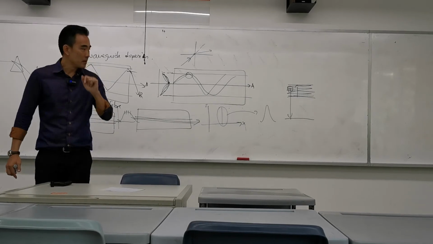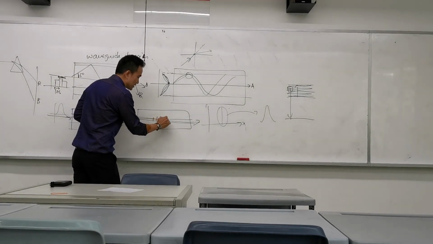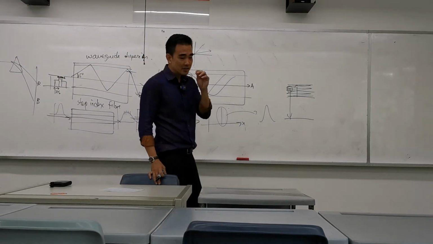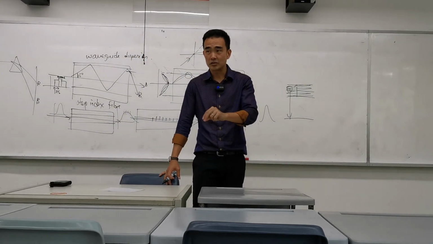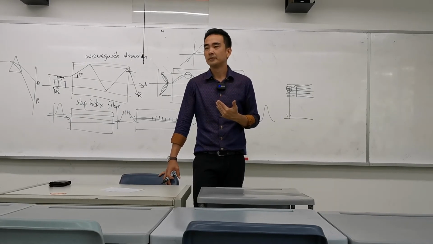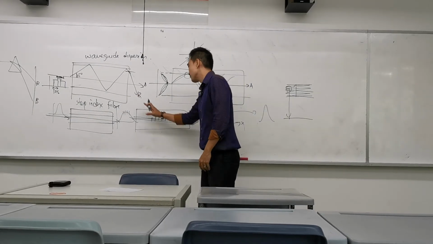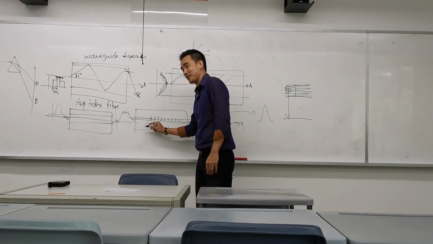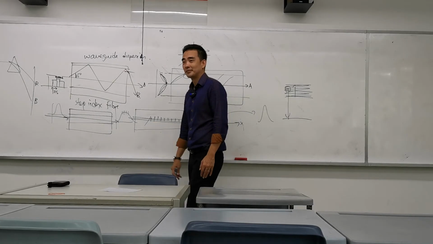Isn't there only two possible ends? No, that's why I say along the tube there may be impurities along the way. If there are impurities, the refractive index differs. And whenever you have a difference in refractive indices, you will always have reflection. So you reflect back, depending on whether the plane of the impurity is this way or this way.